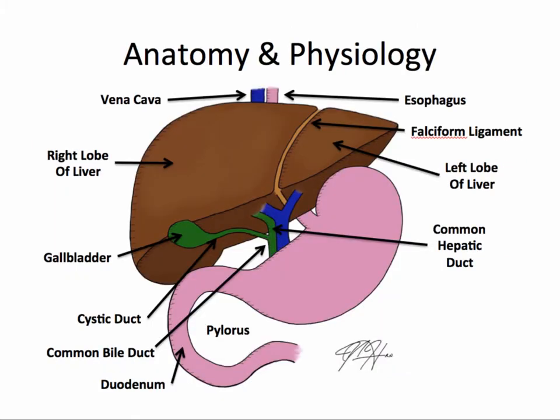Let's begin with some anatomy and physiology review. Here I've outlined the basic anatomy of the liver as well as surrounding organs. The key here is to notice the proximity of the liver to other abdominal organs. This becomes important when thinking about the manifestations of liver disease. Inflammation of the liver is likely to cause symptoms in surrounding organs.